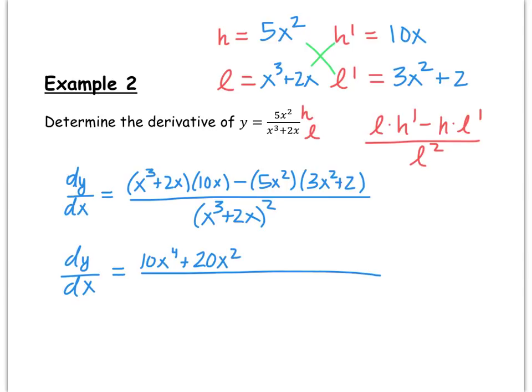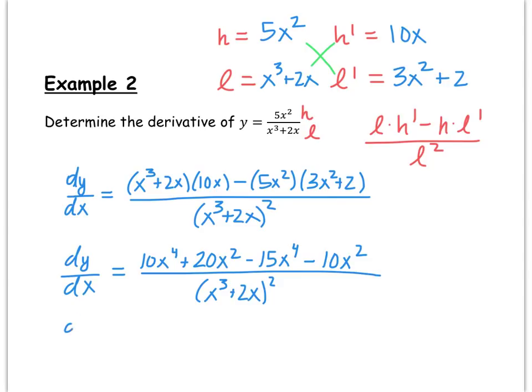Now be careful of this subtraction here. We actually have to think of this as distributing negative 5x squared to both those terms, so be careful to not make a minor sign error in doing this. Kind of take your time. So negative 5x squared times 3x squared would make negative 15x to the fourth. And be careful with this one. Negative 5x squared times positive 2 would make negative 10x squared. So again, be cautious of that. And again, we'll leave it all over x cubed plus 2x quantity squared.